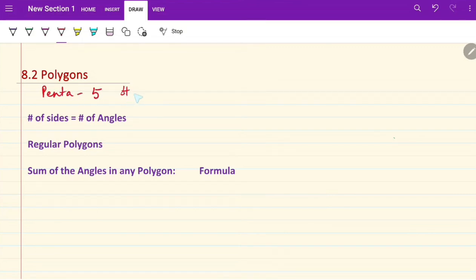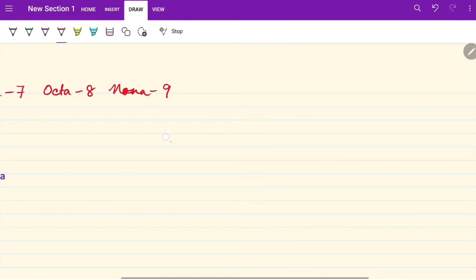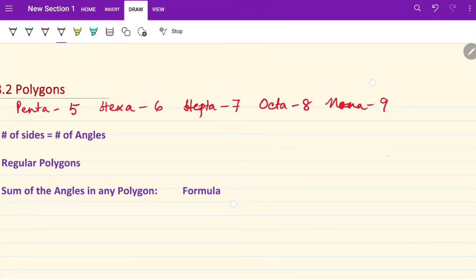A polygon with six sides is called a hexagon. A polygon with seven sides is a heptagon. Then we have the octagon with eight sides. A nine-sided polygon is called a nonagon. All right, so these are some of the names given to different polygons.